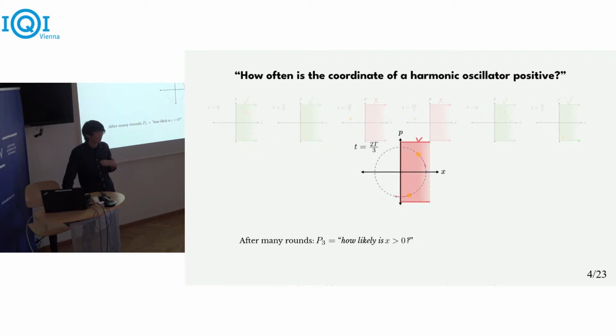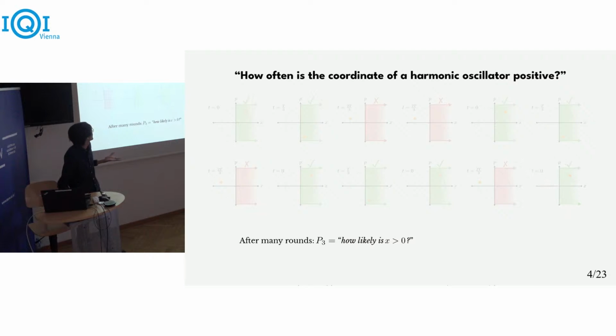And each round, I prepare the system in some state. I roll the dice. I wait that amount of time. And I measure the system. And after many rounds, in this case 12 rounds, I find that it is positive 8 out of the 12 times. So my score here is just 8 over 12, or 2/3, right?